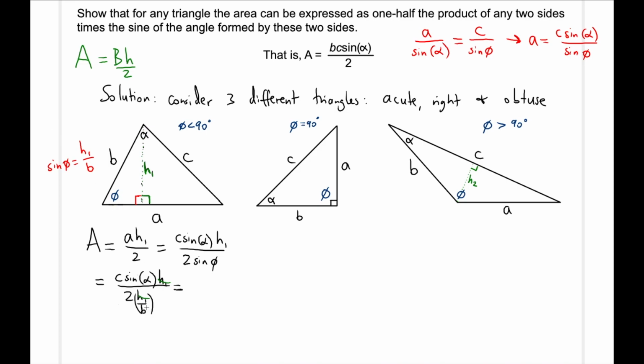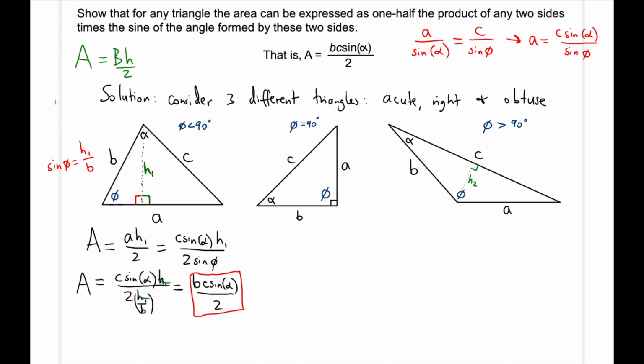We also realize that the b is in the small denominator of the large denominator, which means that that b must multiply the top. Right, so it's going to be basically b c sine alpha divided by 2. We have successfully showed for an acute triangle that indeed this area formula holds, right? B times C times sine alpha divided by 2.